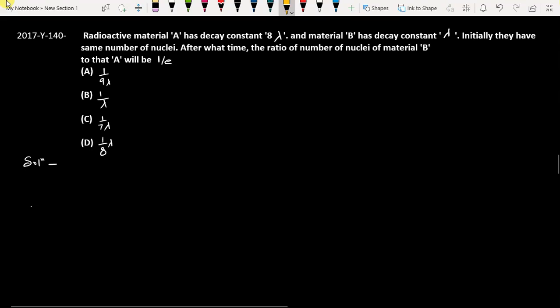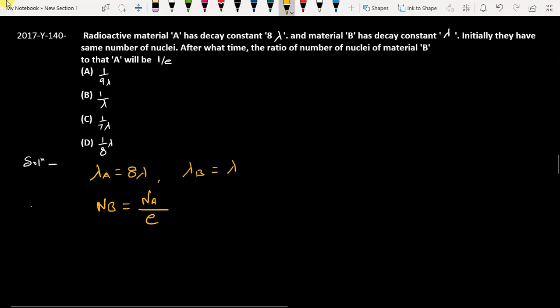1 by e, right? So the information that we have in this question is lambda A, the decay constant for A, is given to us as 8 lambda, and lambda B is given to us, which is lambda. Now in the second part of the problem, it is given that NB has to be NA by e, and we have to find out the time at which it happens.